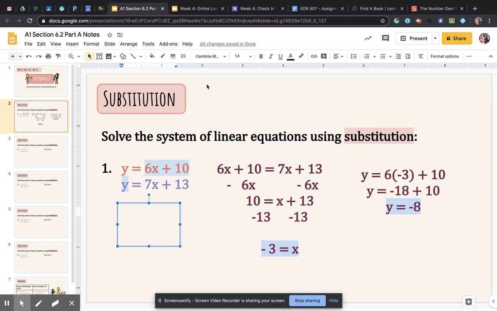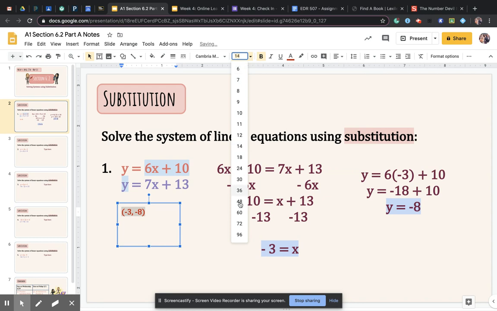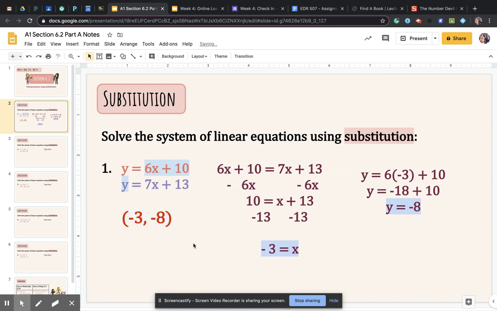The final answer here is going to be written in coordinate points. Our x value we said was negative 3, our y value is negative 8. So that is our final answer. I'm going to make it bright red and large. You do not have to do this on your slides, but that's our final answer. That's what we do when both y's are solved for.